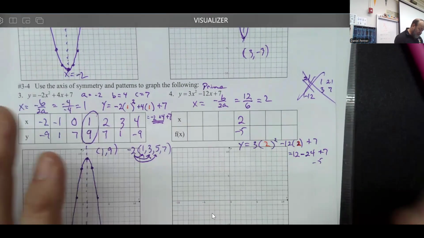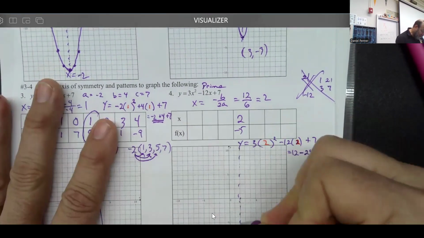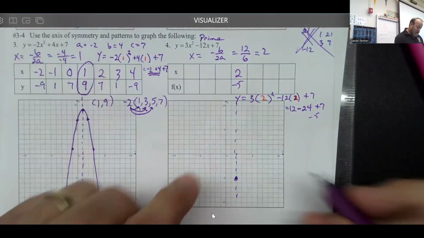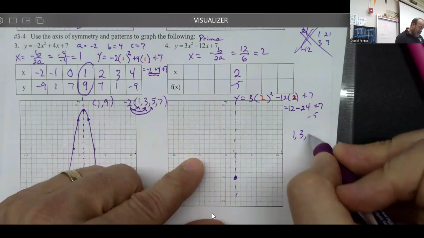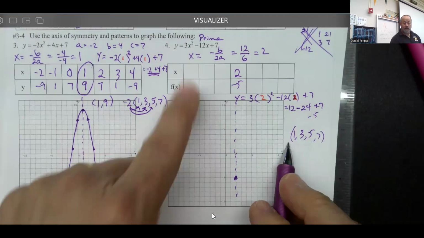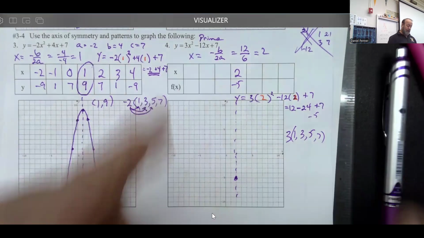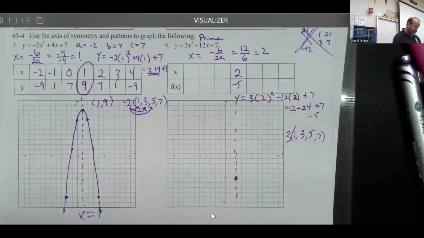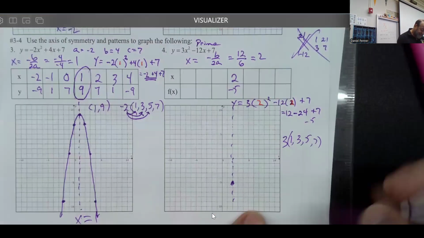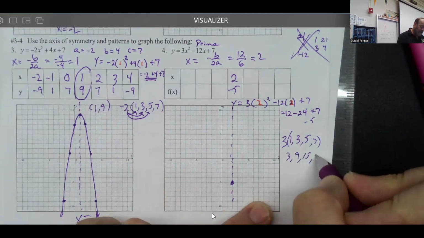We're going to start at x equals 2, -5, and keep in mind my 1, 3, 5, 7 pattern is going to get, in this case, multiplied by the number 3. So I need to move over 1 up 3, move over 1 up 9, move over 1 up 15, and over 1 up 21.